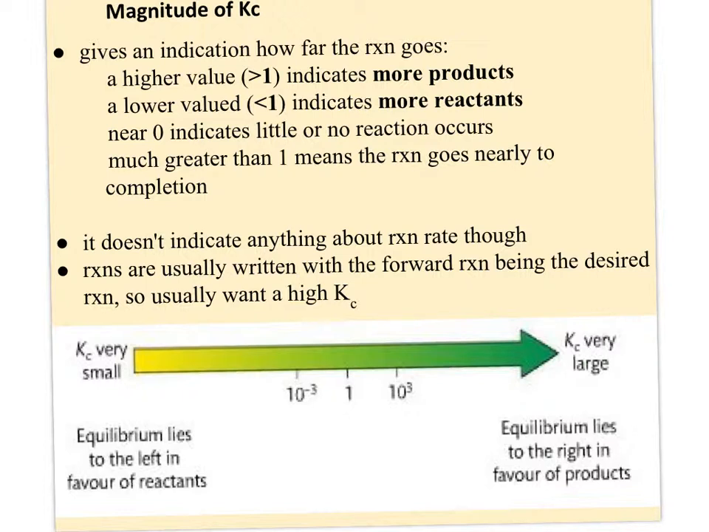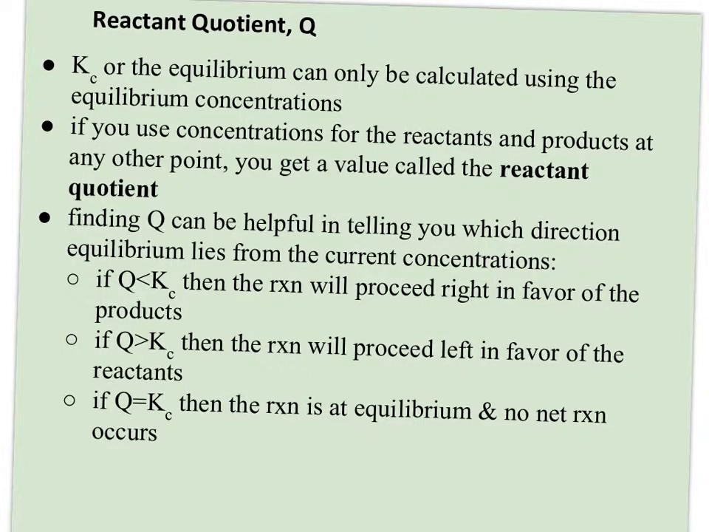And we are going to tend to be looking for, or in industry, you're looking for high Kc's because you're usually right in the reaction with the forward reaction being the desired reaction. There's also something called the reactant quotient. What would happen if you plugged concentrations into the equilibrium constant expression, but you didn't have concentrations at equilibrium? Well, you would still get a number, but it wouldn't be equal to your equilibrium constant. So instead, that's called the reactant quotient.